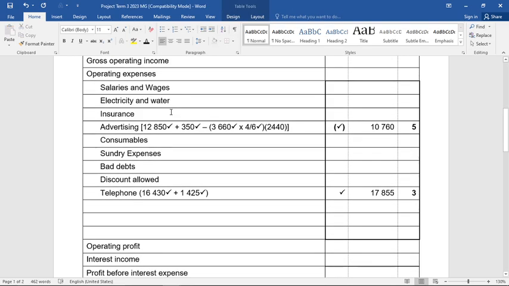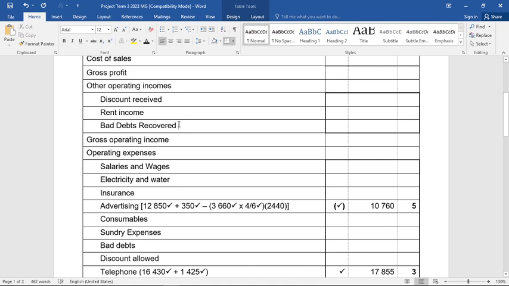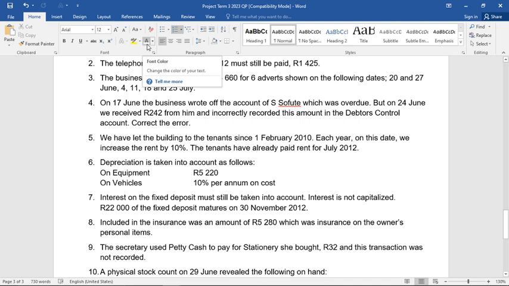Bad debts recovered is an income. Over there, it's one of our last incomes. And there was a little bit of bad debts recovered already in our pre-adjustment trial balance, 6760, and we're adding another 242 Rand to it. So we can put the total in our column. Number 5.